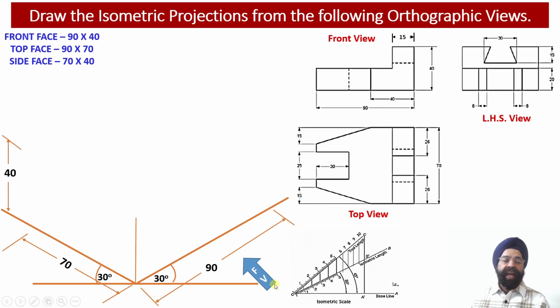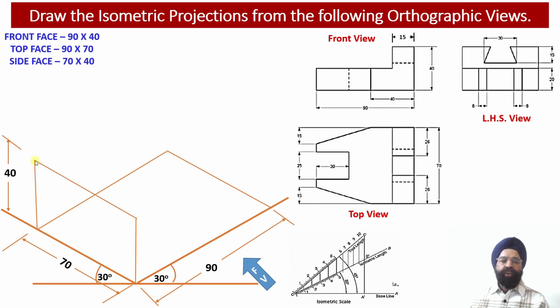Now once we draw the isometric projector line measuring 90 millimeter, this isometric projector line will be parallel to the z-axis. Similarly, we draw another isometric projection line measuring 70 millimeter, and this will be parallel to the x-axis. So we are able to obtain the top view projection corresponding to the base of the solid.